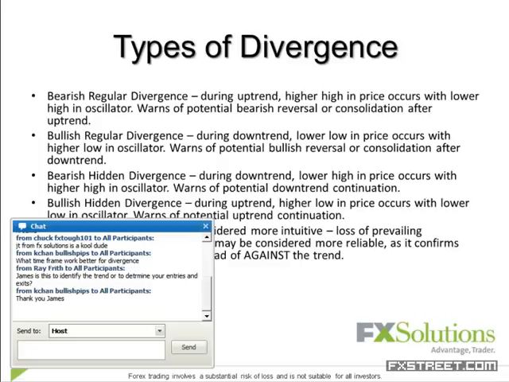Okay, so in the case of regular divergence, you're looking for turns in the trend. You're looking for reversals in the trend. In the case of hidden divergence, you're looking for a continuation of the trend. Okay. Now, how does it determine your entries and exits?